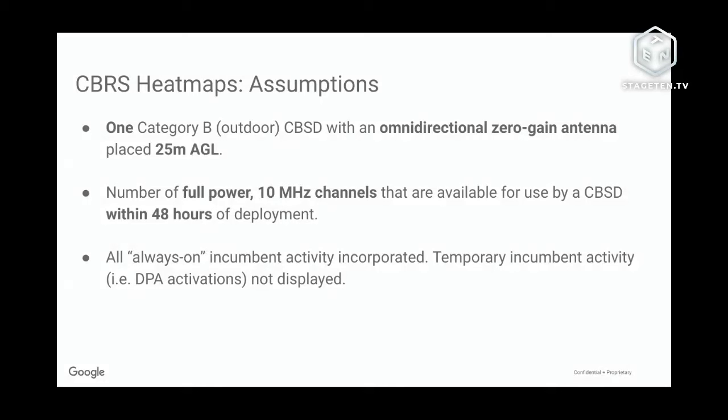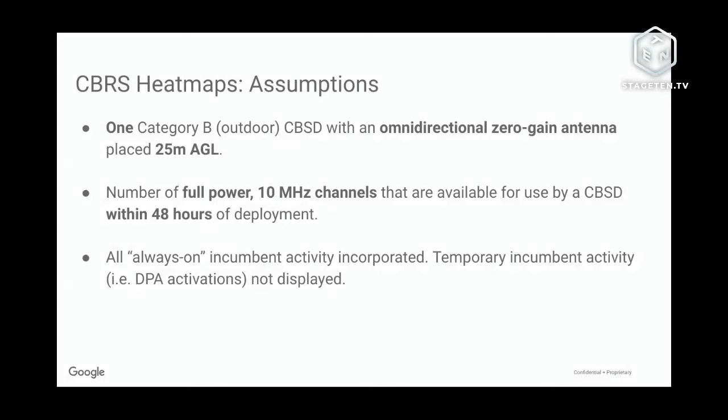This is a huge benefit. I think one of the most challenging things from a CBRS standpoint is understanding how all of the incumbents interact. And I think that the user interface for the heat maps makes it just very simple to look at a specific location and have confidence that all of the incumbent activity is accounted for in that location. All of the always-on incumbent activity.